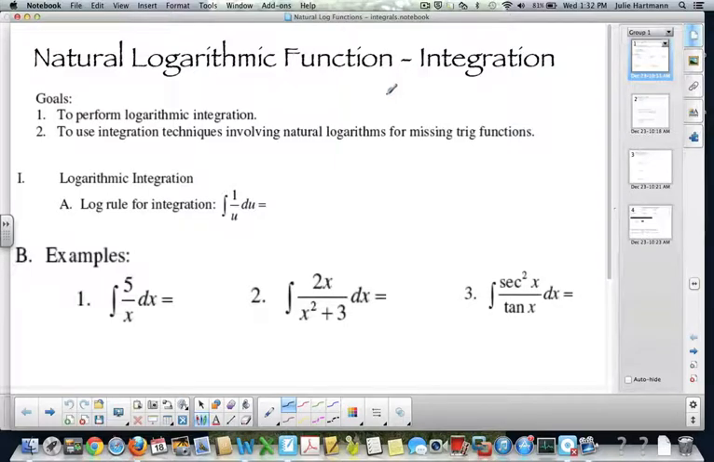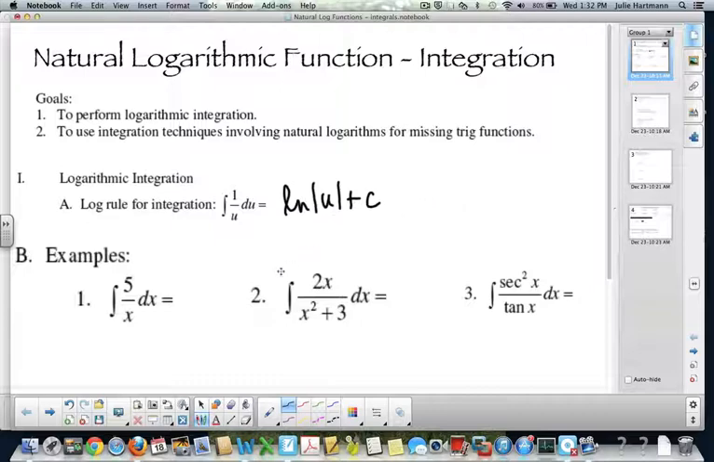All right, now we're on to integrals of natural logs. So basically, log rule for integration. The integral of 1 over u du is ln of |u| plus c. Yes, the absolute value piece is in there. It has to be in there because it could be either one, just like we showed you with the derivative, how it comes out. That's how you do it.